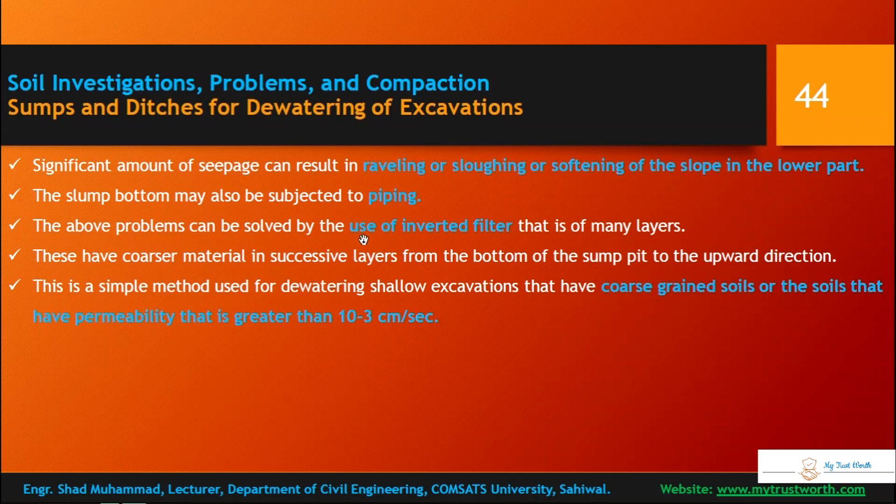The above problem can be solved by the use of inverted filters, that is, of many layers. So inverted filters need to be incorporated if you are going to prevent this piping action. These have coarser materials in successive layers from the bottom of the sump pit upward. So coarser material is at the bottom, and less coarse material is at the top.